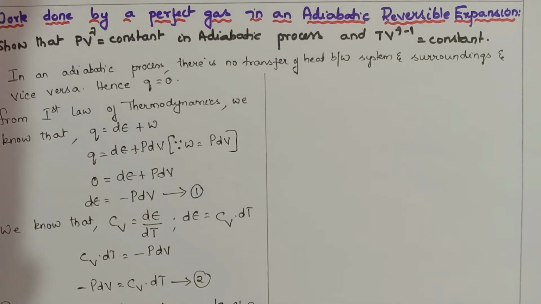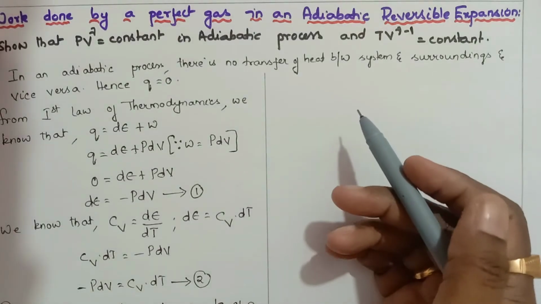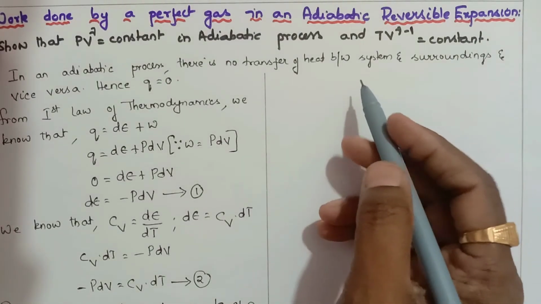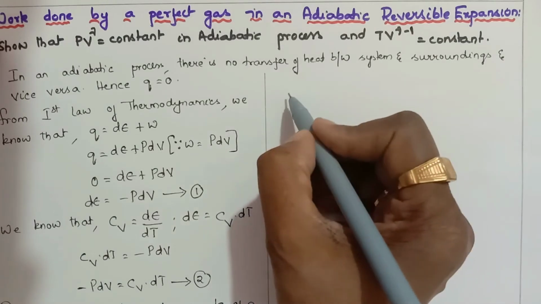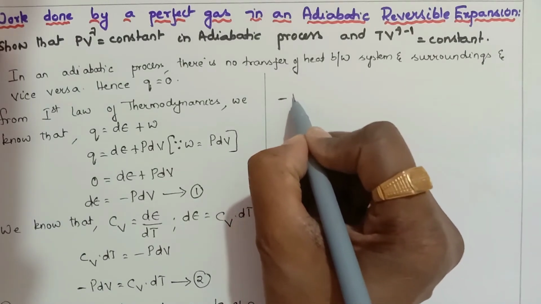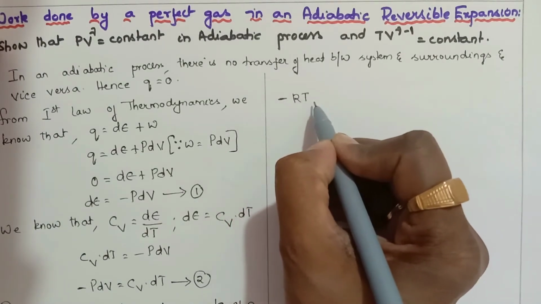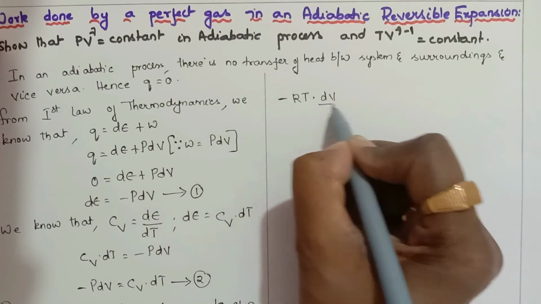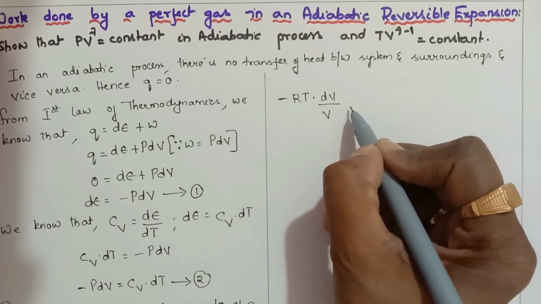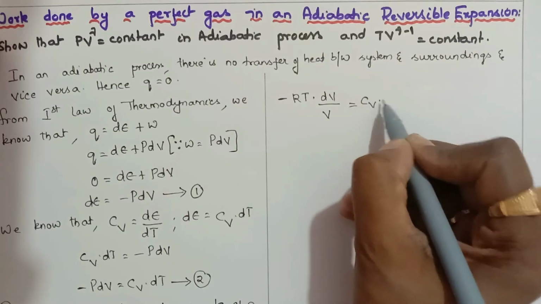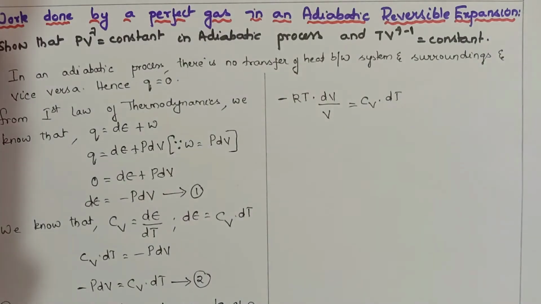Written? Okay, I am writing. Please check whether you have written correct or not. Equation 2: minus RT into dV by V is equal to CV into dt. Okay. So, P value is RT by V, right?